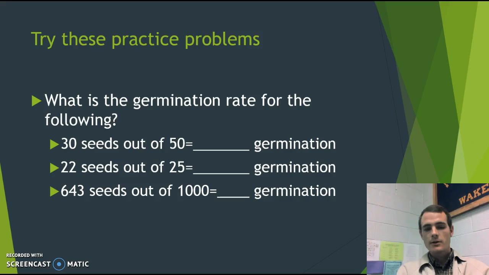If you have 643 seeds out of 1,000 seeds germinate, that means that 643 of these seeds germinated and the rest of the 1,000 did not. Therefore, you would have a 64.3% germination. So 643 over 1,000, convert that to a percent, is 64.3% germination.